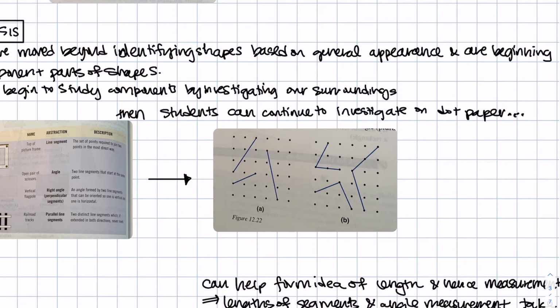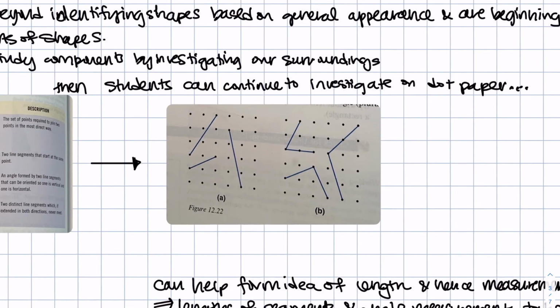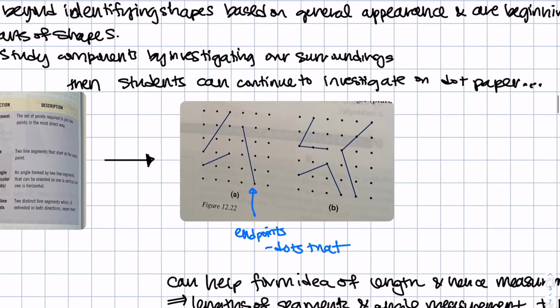So here in picture A, we have a bunch of images of line segments, and in image B, we have a bunch of angles. So there are, of course, some terms that refer to different parts of these things. So at the end of a line segment, these terminating dots are called endpoints. And so these are the dots that end the line segment.